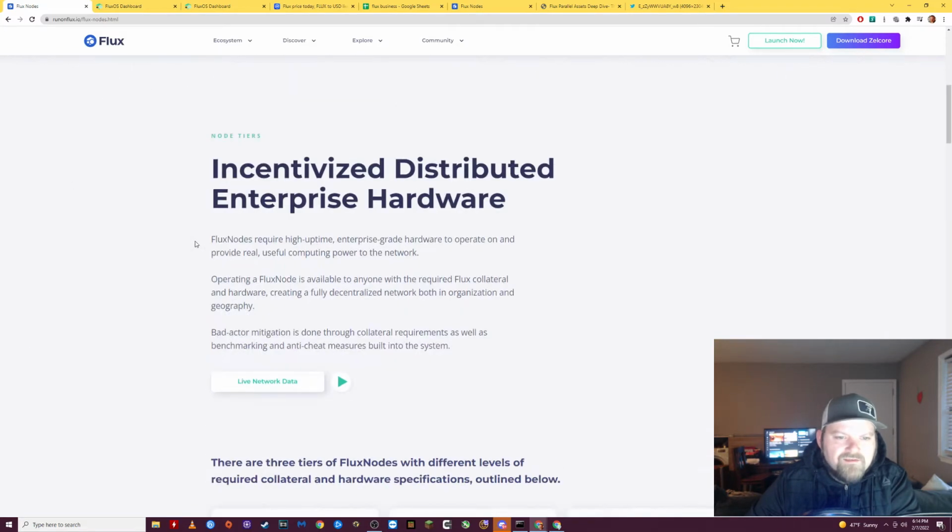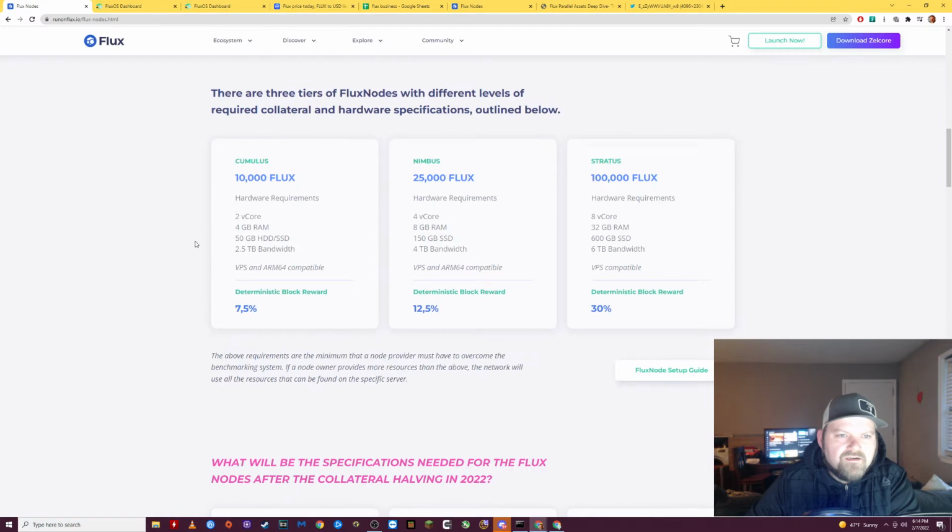Let's get into that. So this is the basic breakdown of what the staking is right this second. You have three different nodes: Cumulus, Nimbus, Stratus. 10,000 Flux, 25,000 Flux, 100,000 Flux. For the Cumulus node, 2 core, 4 gigs of RAM, 50 gig hard drive or SSD. This is the big one, 2.5 terabytes of bandwidth per month.